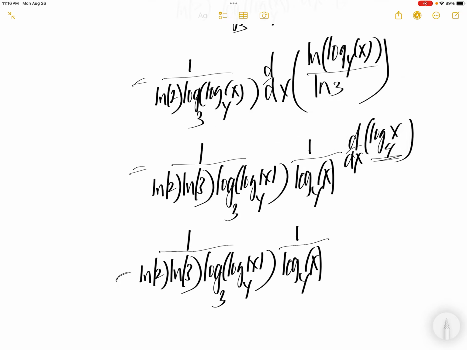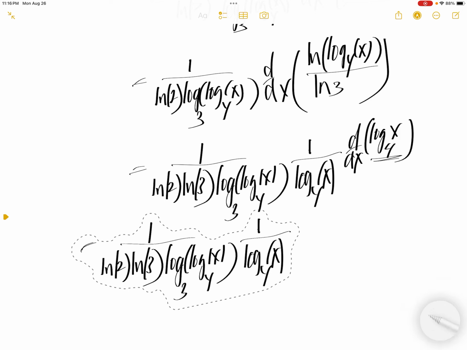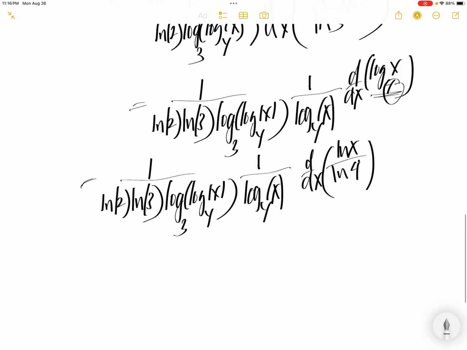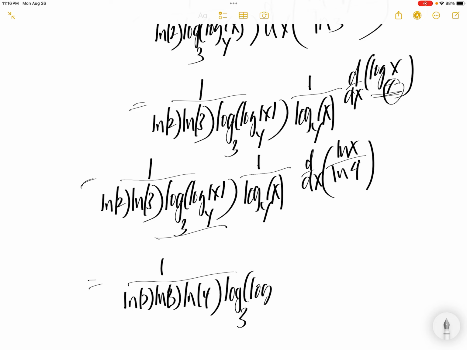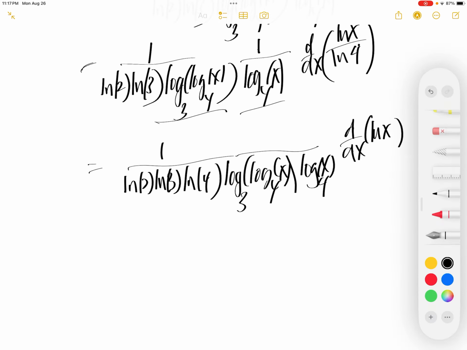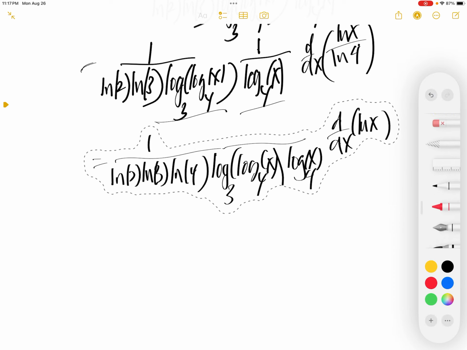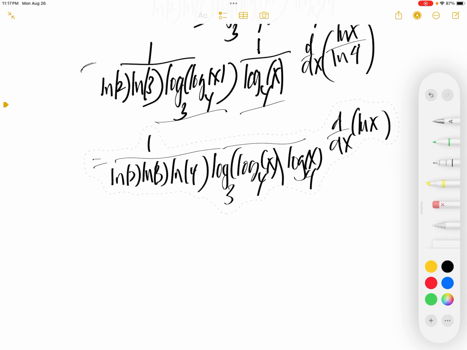In order to get that, we do the same trick again. We need to change them to ln. That is d/dx of ln x over ln 4. The 1 over ln 4 comes out of the derivative, and then let us put ln 4 over here, and then this thing is here, and then you need to take d/dx of ln x. The derivative of ln x is the reciprocal, 1 over x.